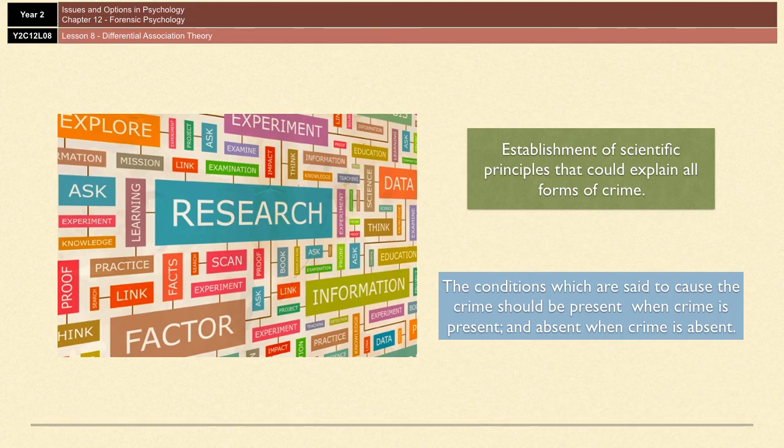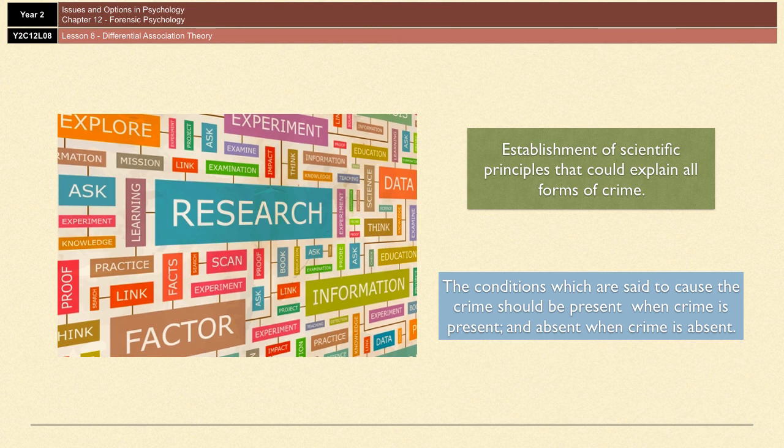So the idea was, Sutherland wanted to establish a set of scientific principles that could explain all different types of crime, and his aim was that he wanted to show that the conditions which are said to cause the crime should be present when the crime is present, and those conditions should be absent when the crime is absent. So that means that criminals who commit crime should have the conditions in place to make them commit the crime, whereas those who don't commit the crime shouldn't have those conditions.